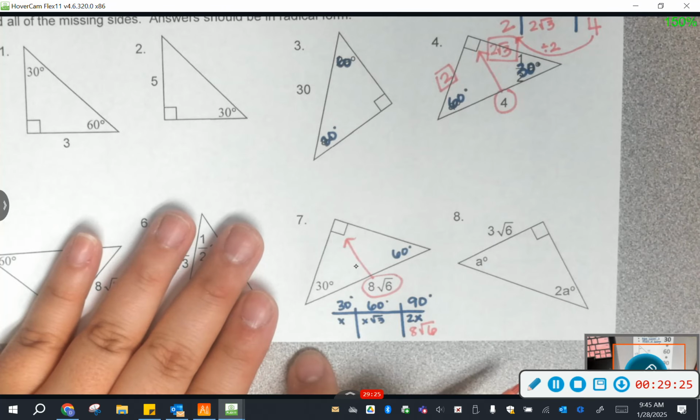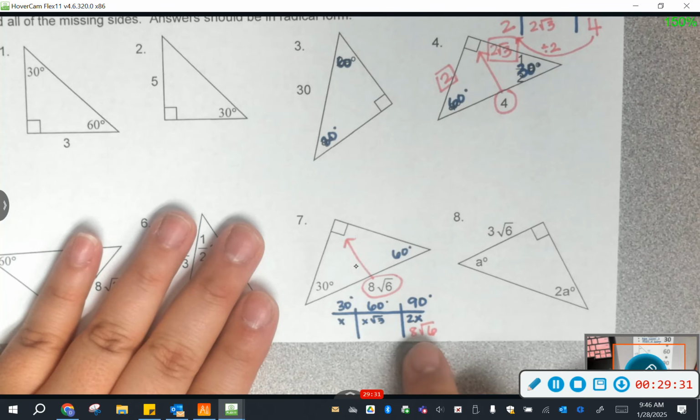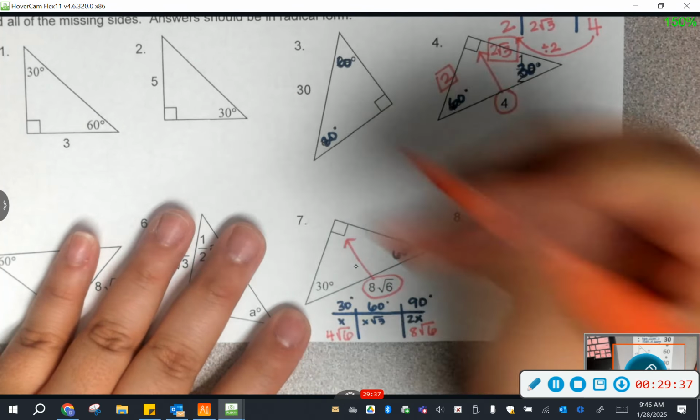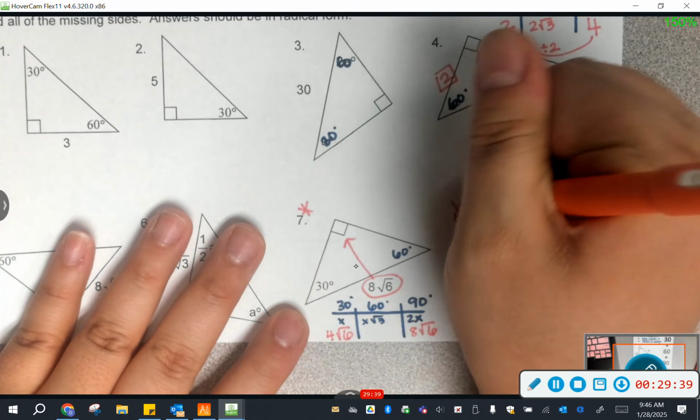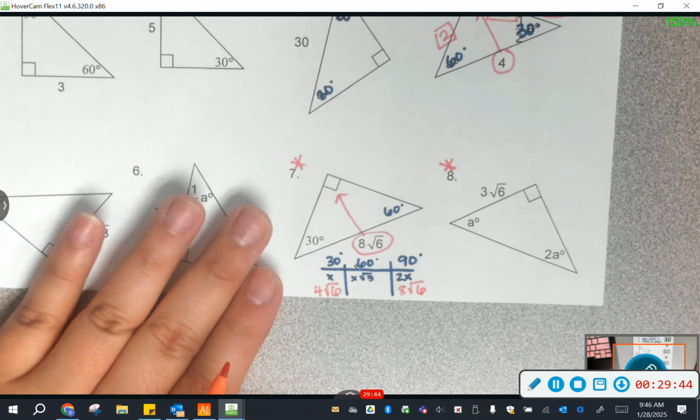I'm going to divide by 2. Everybody look up. I'm not dividing by any square roots right here, so I'm not going to touch that square root. Just mess with the 8. What is 8 divided by 2? So this is 4 square root of 6. By the way, you are not going to have anything this complicated on your test.